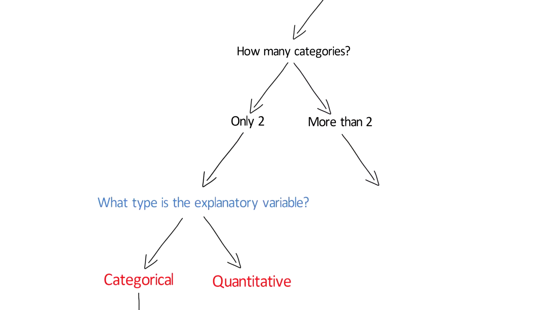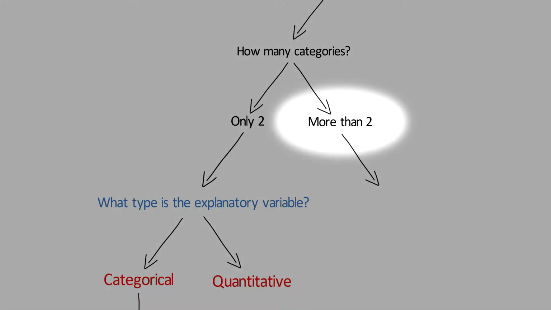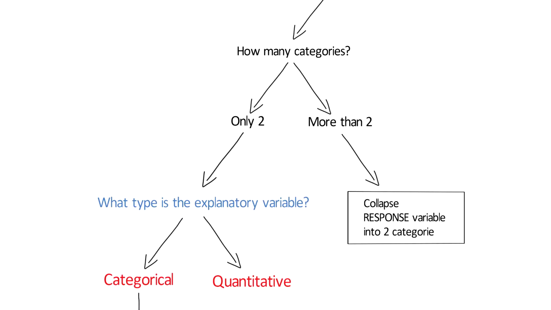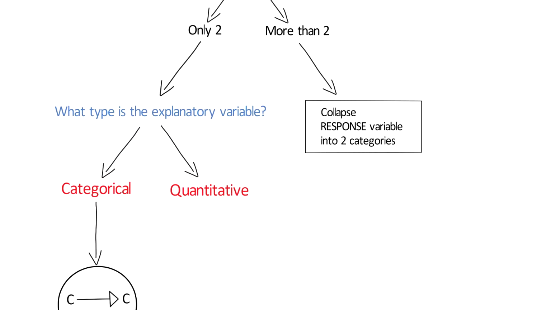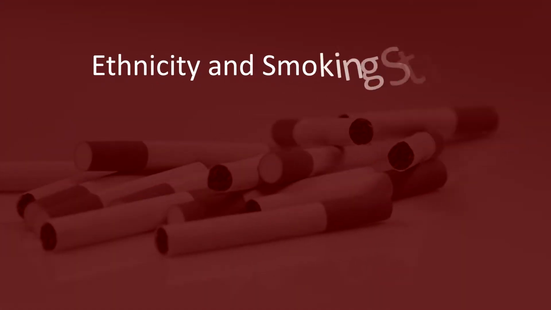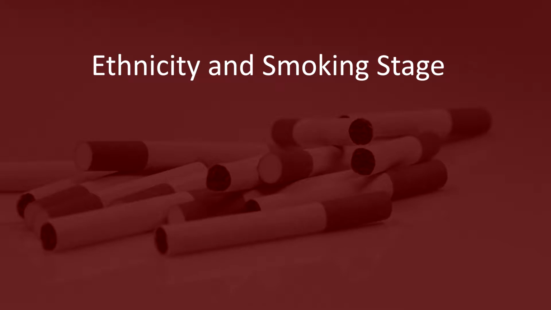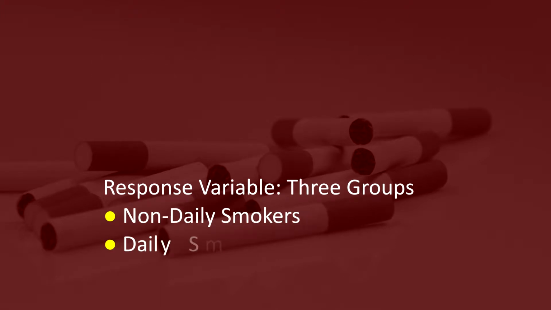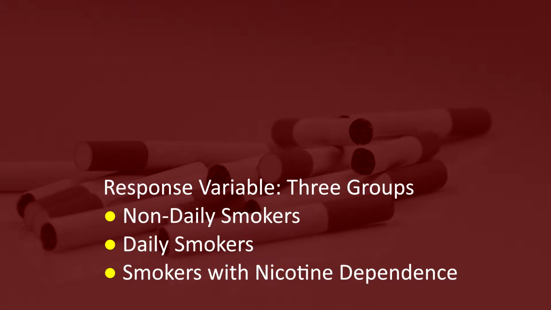What decisions need to be made if the response variable has more than 2 categories? In this case, we would need to collapse a response variable's categories into two categories. To demonstrate this, we'll have to modify the research question. So let's modify the research question to look at the association between ethnicity and smoking stage. And we'll create a response variable that categorizes young adult smokers into three groups: non-daily smokers, daily smokers, and those with nicotine dependence.